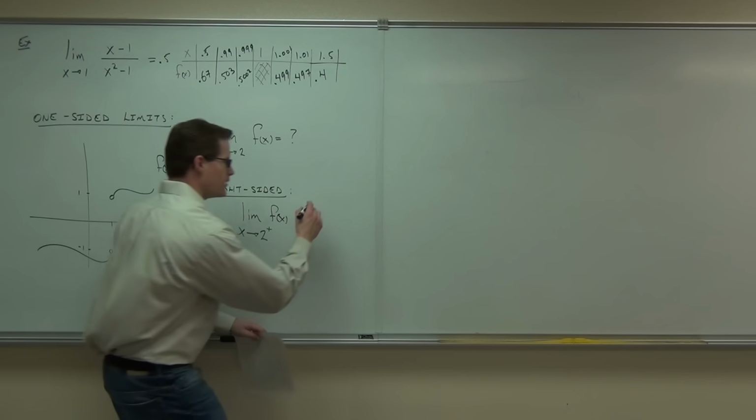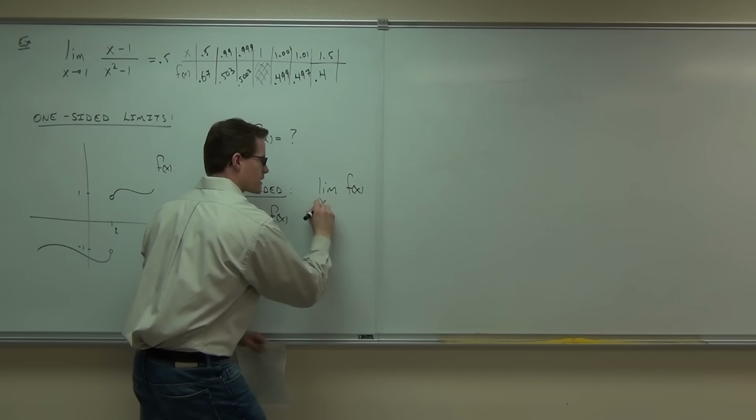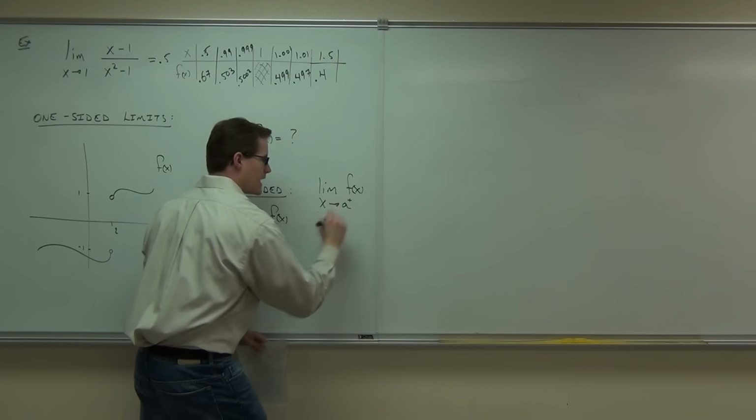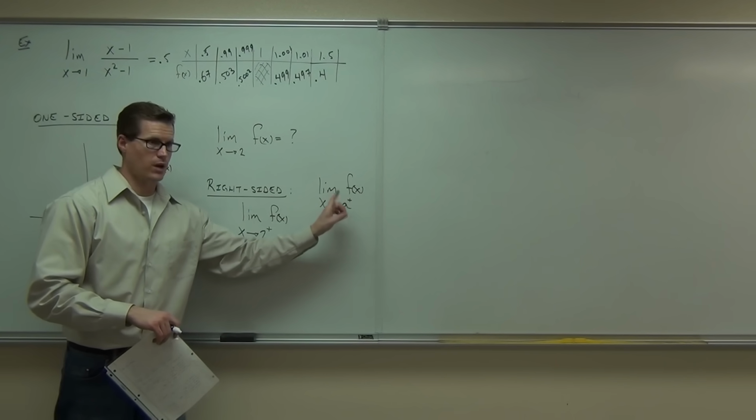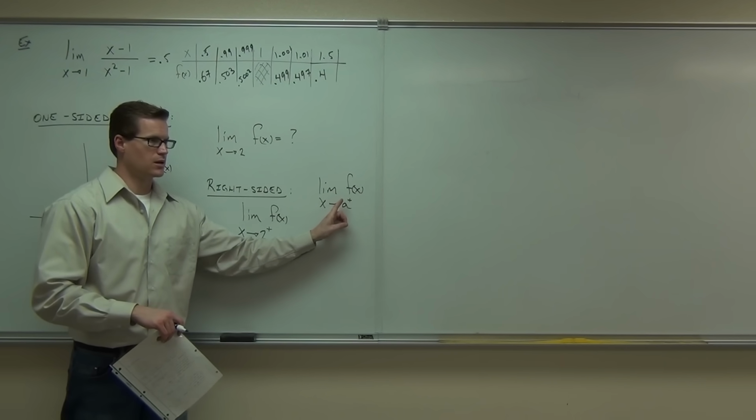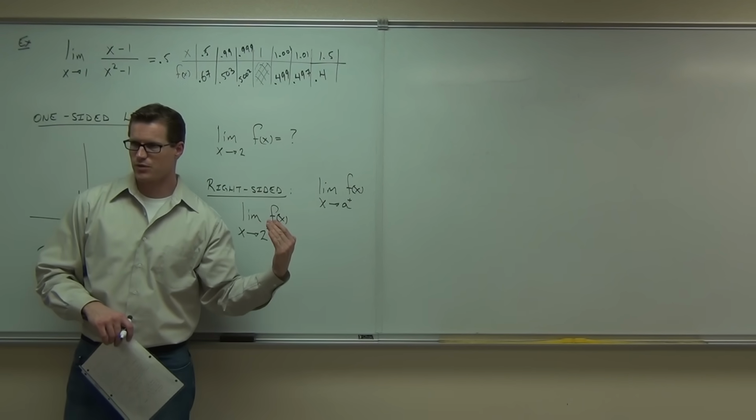So in general, you'd have this. You'd have a limit of f of x as x approaches some number that I give you from the right. That says a one-sided, right-sided limit. Nod your head if you're okay with that. So plus means from the right. You all right with the plus meaning from the right?